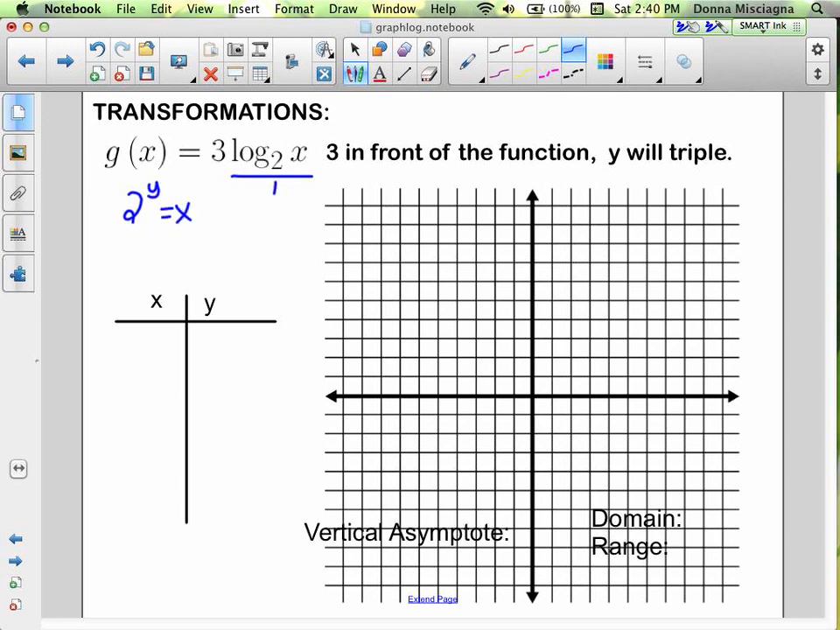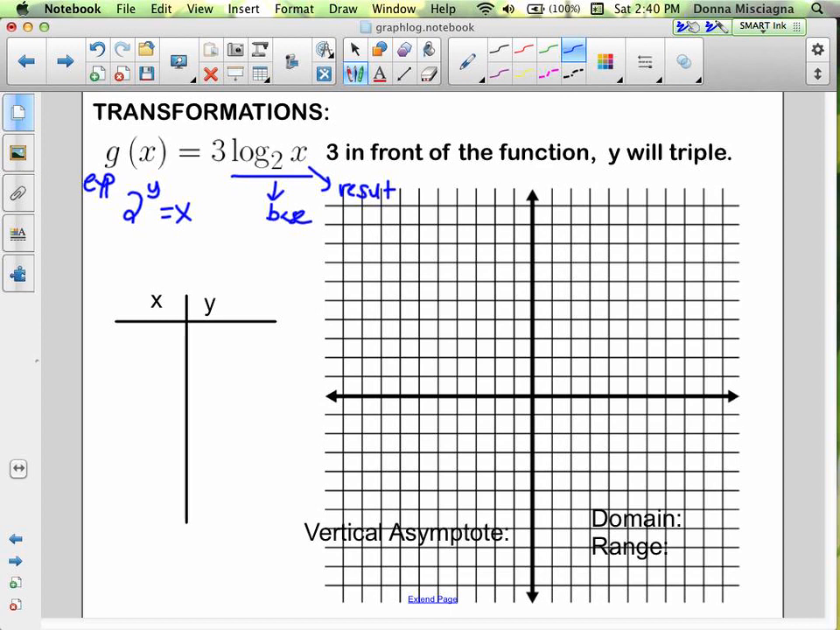Because base raised to a power, so log is just an exponent. When you evaluate a log, you're just saying, what's the exponent I got to raise this base to get this result? So base raised to a power gives us some result. All right, so we're going to plug into y and solve for x.